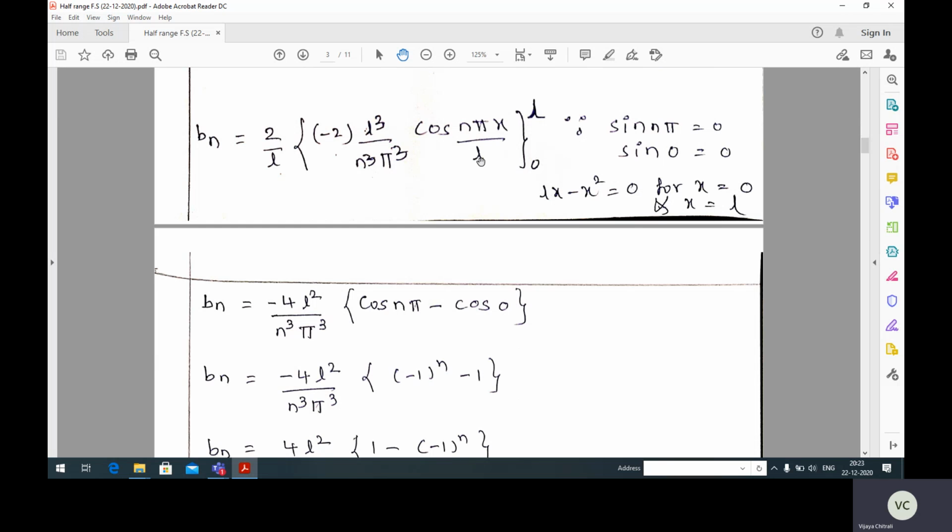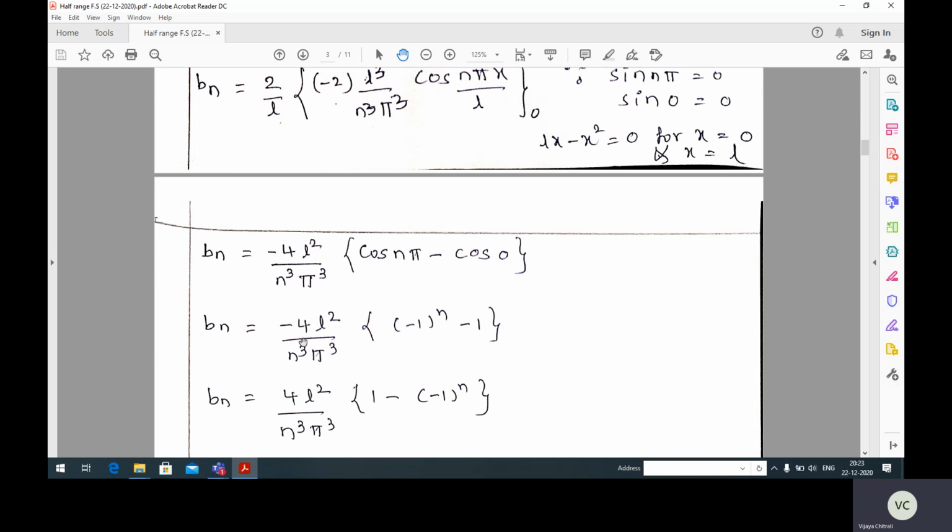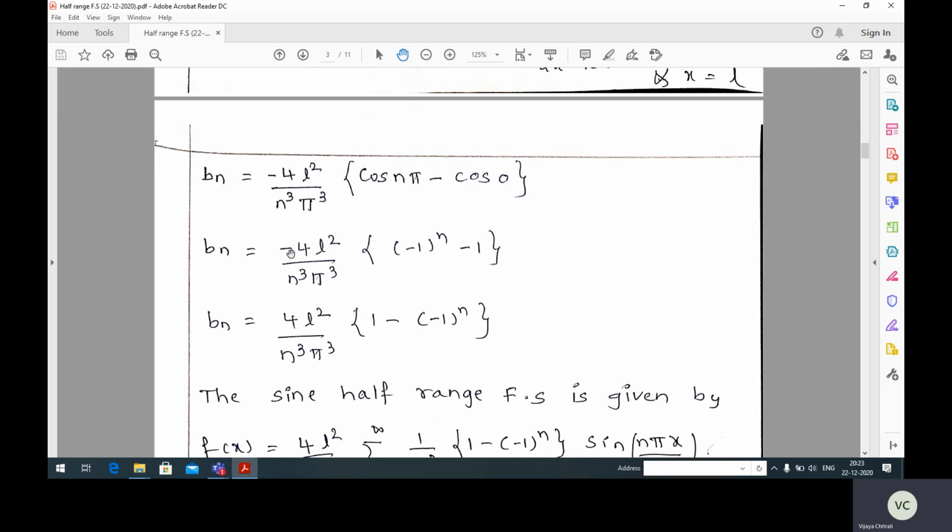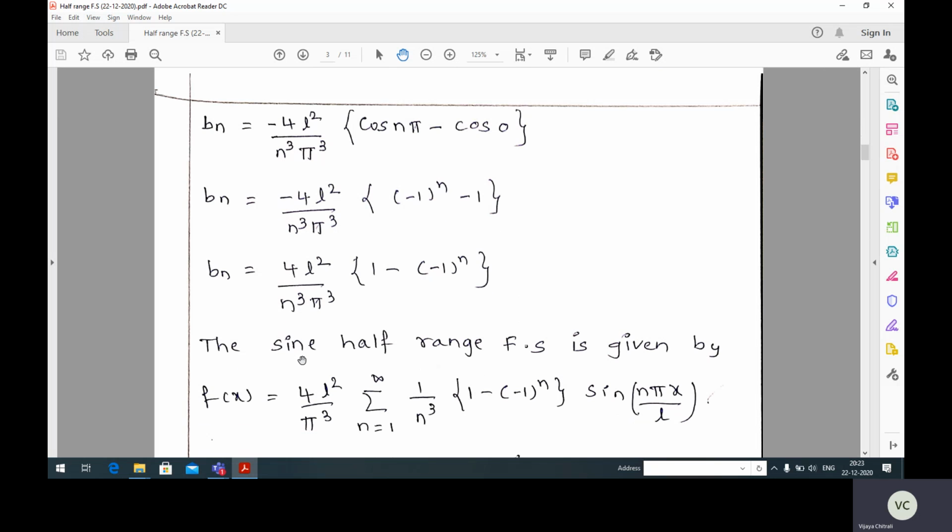Substituting the upper limit as L, the L gets canceled. So cos n pi, minus the lower limit as 0, cos 0, right? Now minus 4 L square divided by n cube pi cube into cos n pi is minus 1 raised to n, minus cos 0 is 1. Now multiply this negative sign to this. Minus into minus is plus. Minus into plus is minus. Taking the positive term first, you will get Bn is equal to 4L square divided by n cube pi cube into 1 minus (minus 1) raised to n.